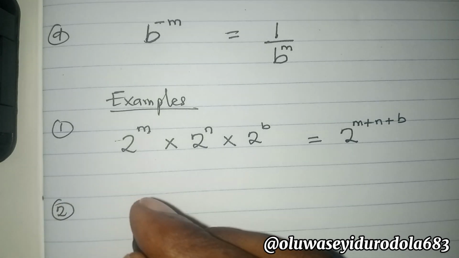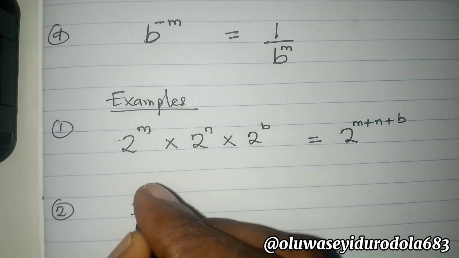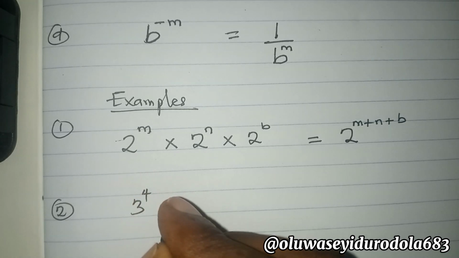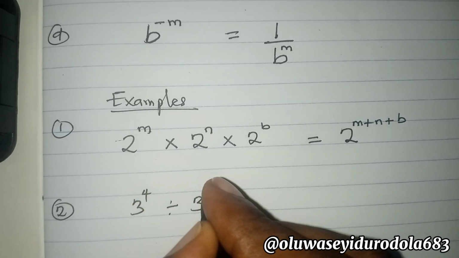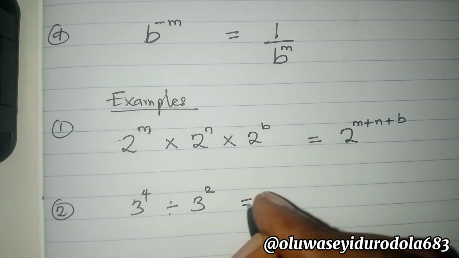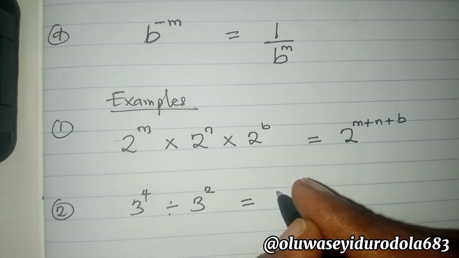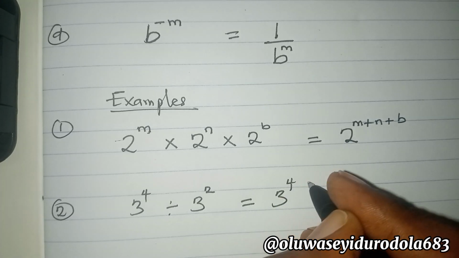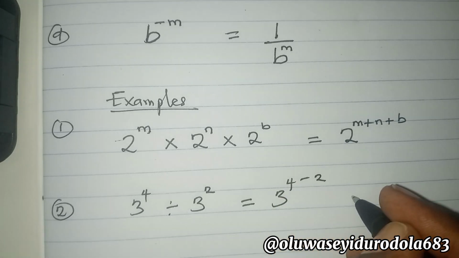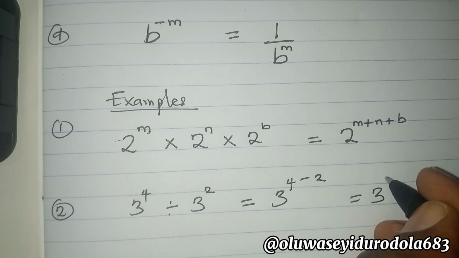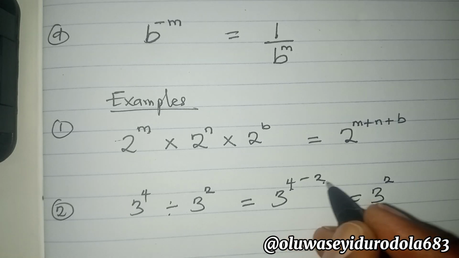Let's go to example 2. If you have 3 raised to power 4 divided by 3 raised to power 2, obeying the laws of indices, you're going to have 3 raised to power 4 minus 2. And you're going to have 3 raised to power 2 because 4 minus 2 is 2.